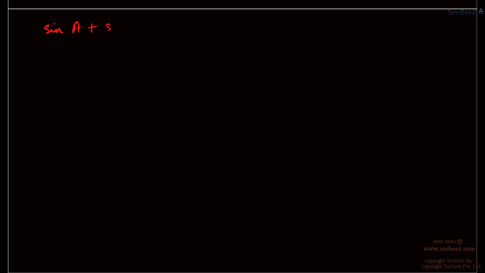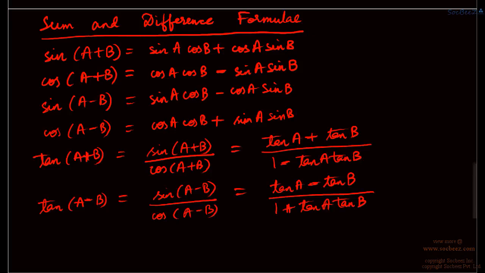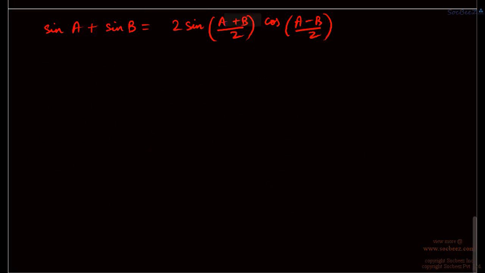So sin of a plus sin of b is written as 2 sin of a plus b by 2 cos of a minus b by 2. In the previous one, we had sin of a plus b, breaking it up into other trigonometric functions or other arguments. Here we have a sum of two trigonometric functions, and we are writing it as a product of two trigonometric functions. So this is sin a plus sin b equal to this.